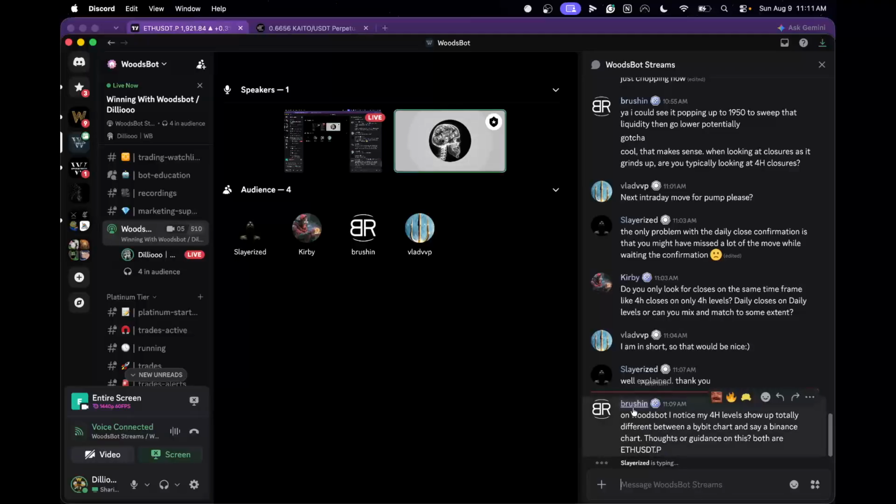Yeah, exactly. It pulls the volume and all of that from the specific chart you're on. So they will be slightly different from Bybit to BitGet. They're typically somewhat the same, but sometimes they'll be different for sure. So that's definitely just normal.